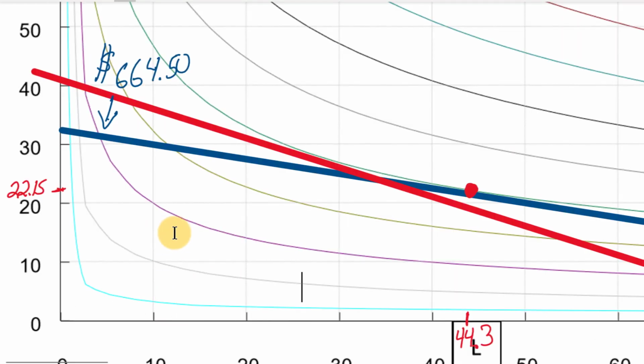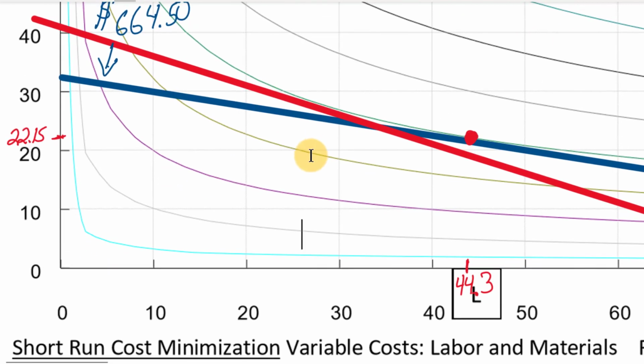If we zoom in, my guess would be that our solution would be somewhere around right here, between 25 and 30 laborers, and about the same on the capital axis. But we know the solution now, right? It's 27.9. So let's graph that point right here. 27.9, I'll call it about right there.